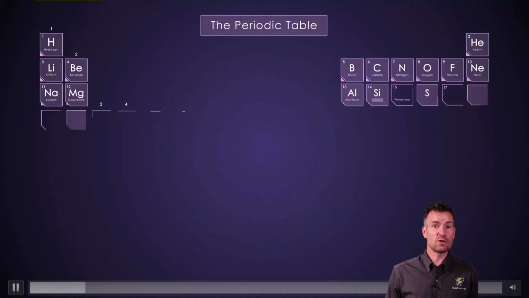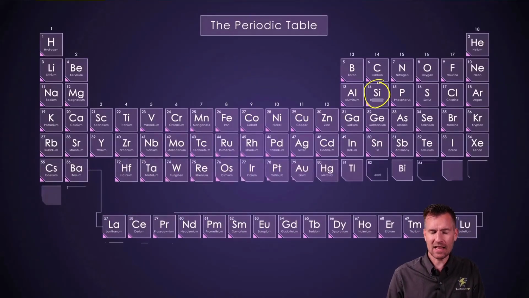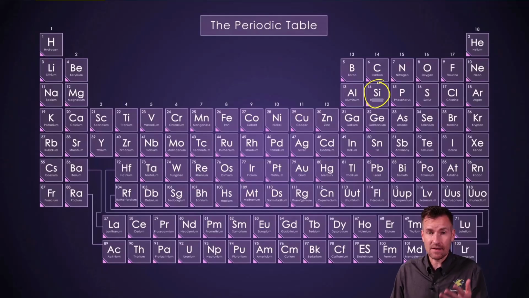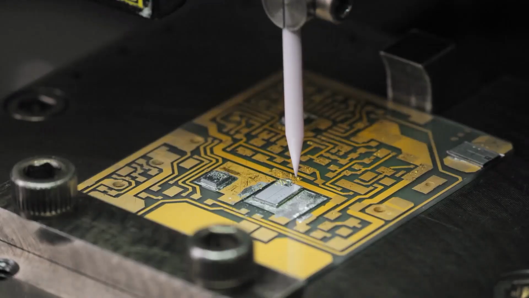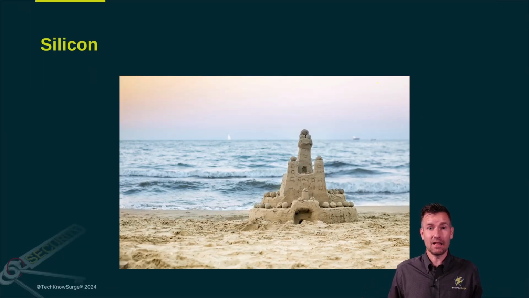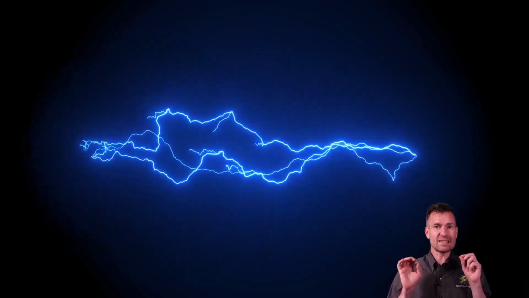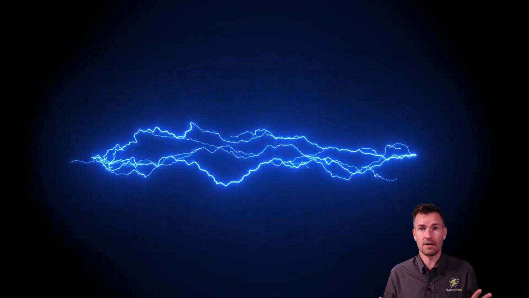Our story begins with an element called silicon. Silicon is a basic element that's found on the periodic table. You might have heard of Silicon Valley, and that's just because it's a big tech hub here in the United States. Silicon is an element that we build these transistors out of. It's a very common element, and you can find silicon even in sand.